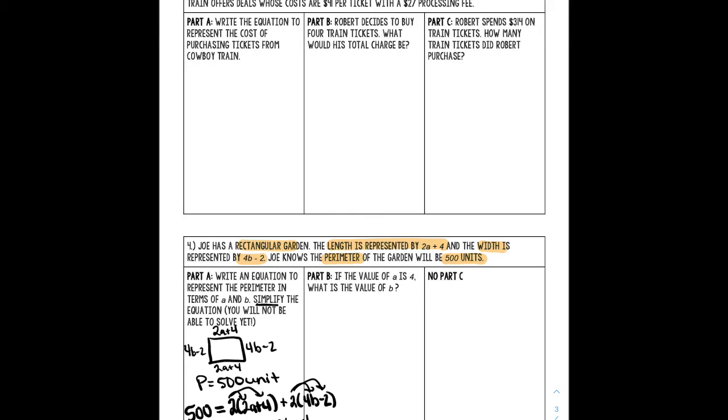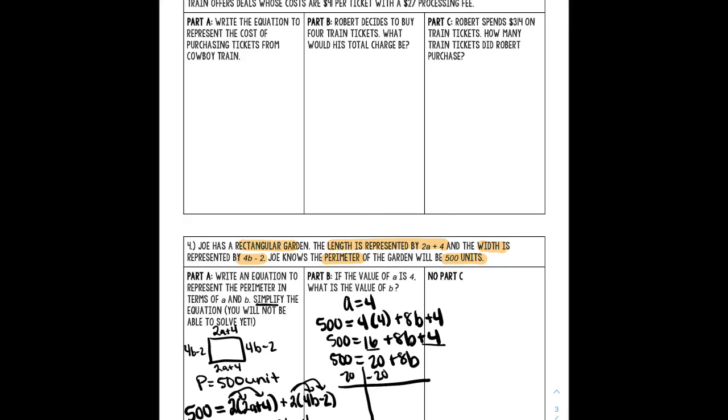All right, so part B. If the value of a is 4, what is the value of b? So what we're saying is a equals 4. So that means I can take my equation, 500 equals 4a, but I'm not writing a, I'm going to write 4 because I know that a is 4, plus 8b plus 4. So that means I have 500 equals 4 times 4 is 16 plus 8b plus 4. Now I can combine my like terms. I have 16 and 4, so that's 20 plus 8b equals 500.